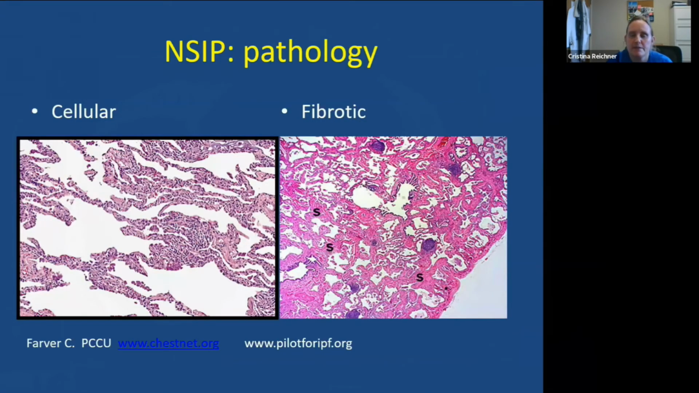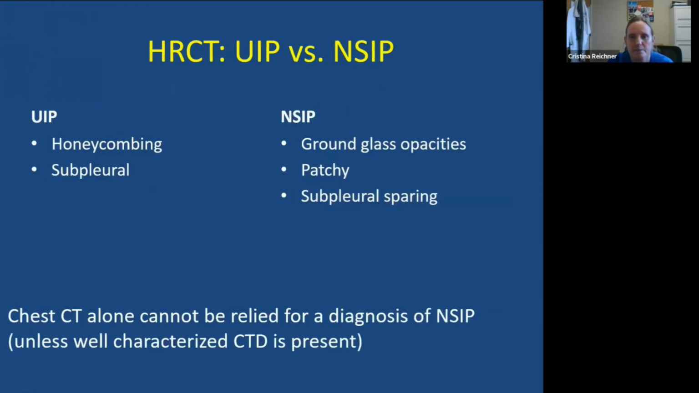There are two types of NSIP. There's a cellular type and then a fibrotic type, which is basically as it sounds. So if you look at this biopsy, again, the alveolar septa are thickened and it's very blue. I always tell my fellows if it's blue, that means there are a lot of cells, usually lymphocytes, versus on this side, you have more pink. So that represents more fibrosis. So again, if you want to look at the difference between UIP and NSIP, UIP is a subpleural disease with honeycombing, versus NSIP, it's really ground glass opacities, and sometimes you can see this subpleural sparing.